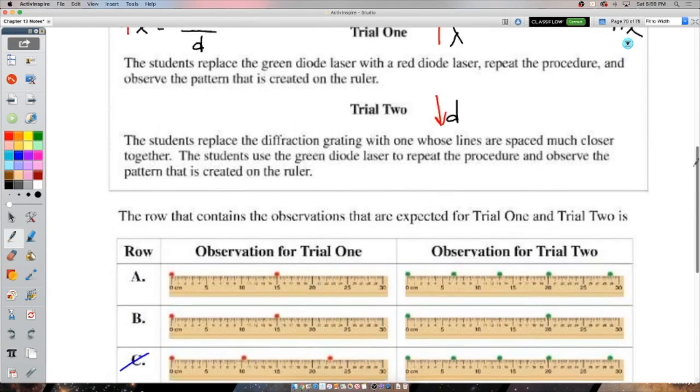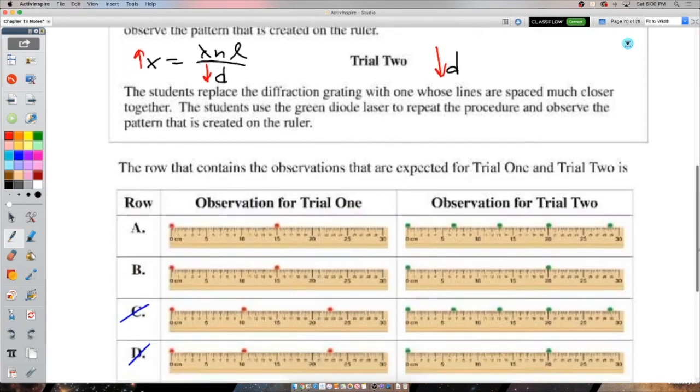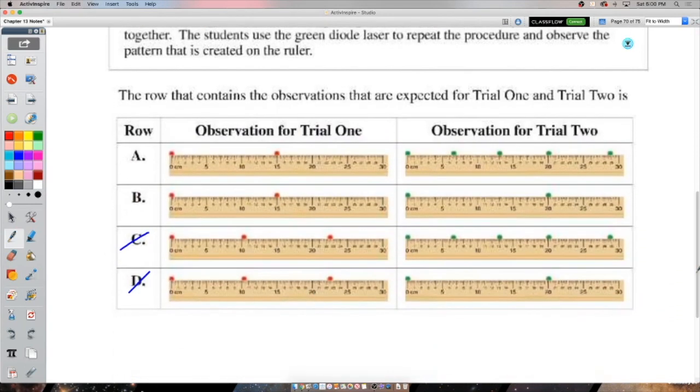Let's go back. Okay, trial 2, same formula, just changing a different variable this time. Here we put the lines closer together, so we decreased the d, right? Now we're dividing by a smaller number. There's a smaller number in our denominator, so our answer for x will be bigger. So we're going to have more spread out. So again, something bigger than 13, okay? So no thank you, A. Those are much closer. No thank you, A, okay? But B, yes please. B, you look good, okay? B has a bigger x than 13 centimeters. So B is our answer.